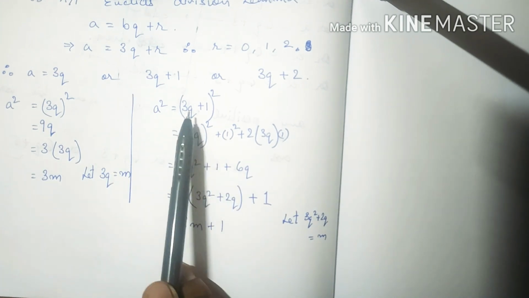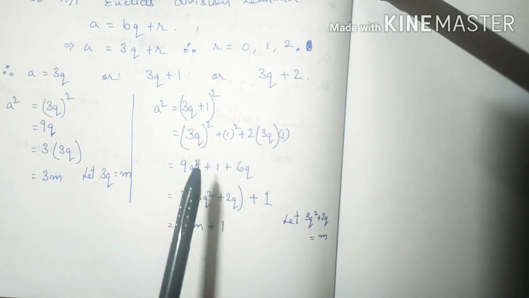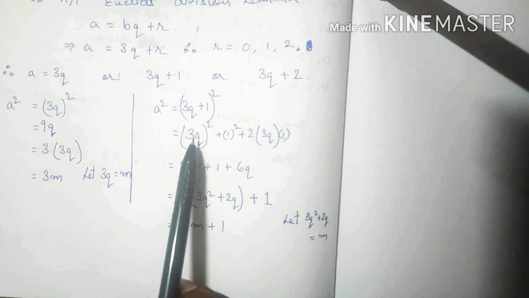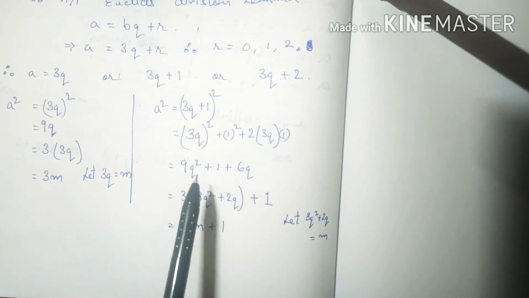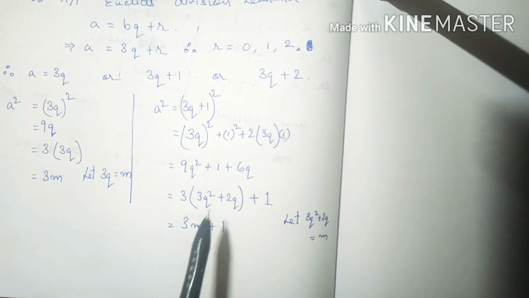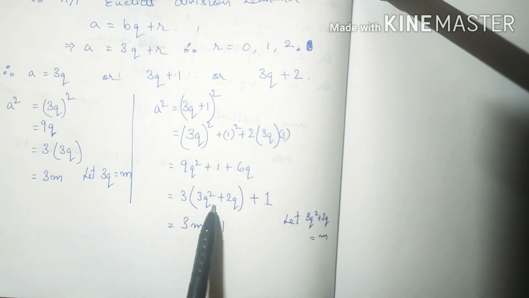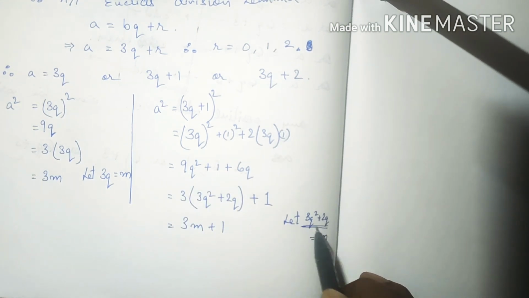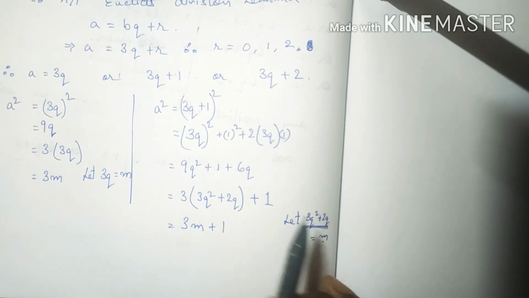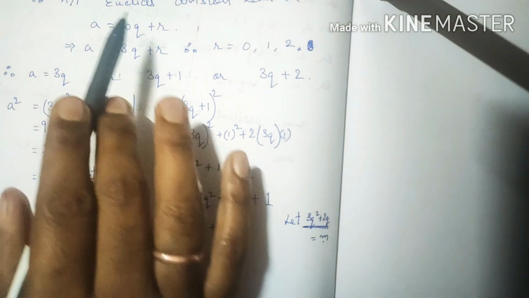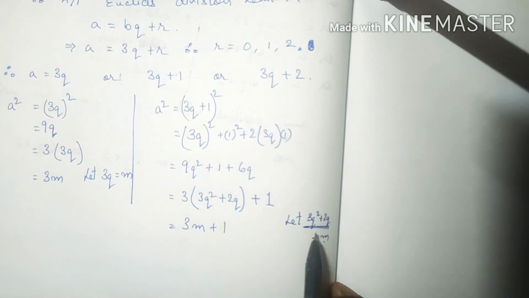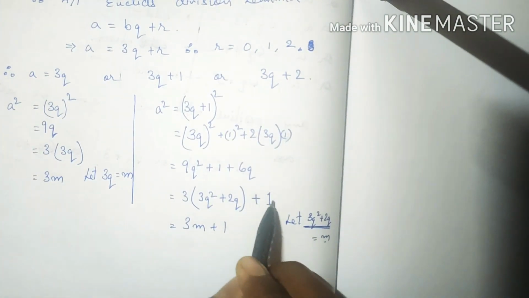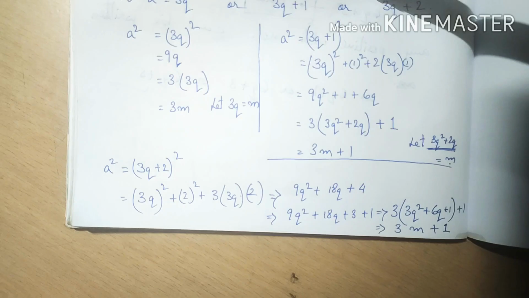a square will be this one, and we have applied which identity? The (a plus b) whole square, that is a square plus b square plus 2ab, right? And we will get 9q square plus 6q, and we know that 3 is common here, so we'll take the 3 common, and this time we will take this term as m. Okay, m is some integer, right? So this is an integer because we have taken q as an integer as per Euclid's division lemma. So this will become 3m plus 1. This 1 will remain alone.